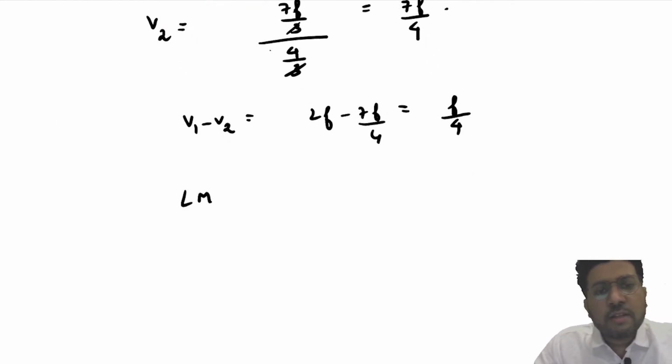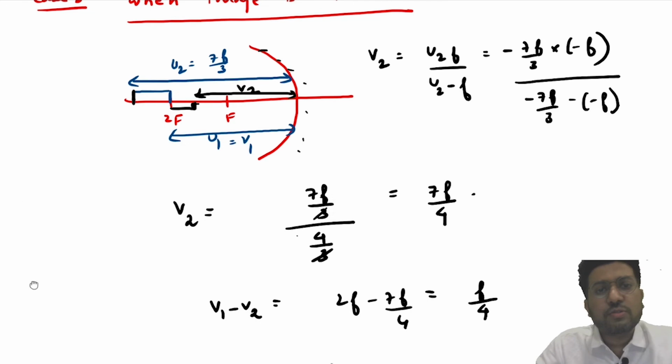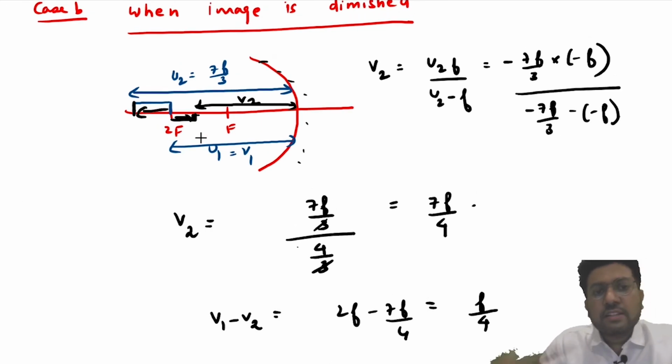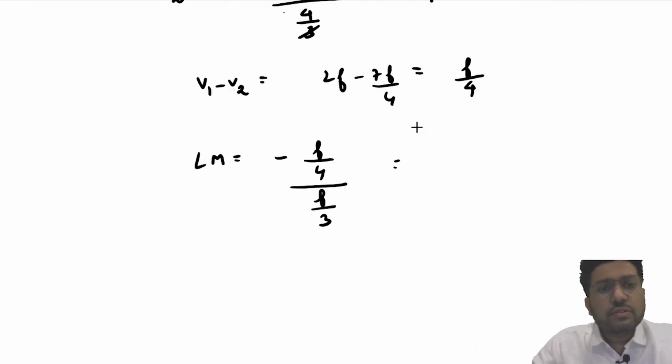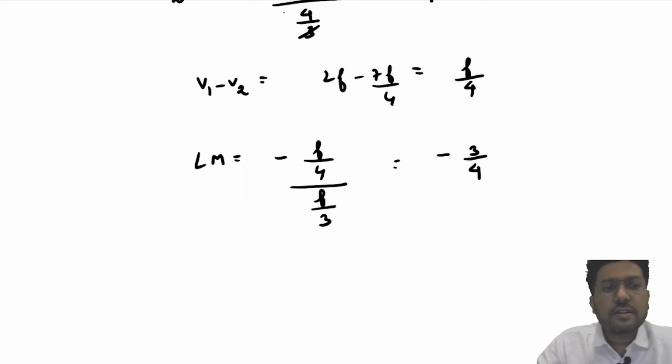Now longitudinal magnification is size of image by size of object, that is f by 4 divided by f by 3. I am writing a minus here because you know that the image is always longitudinally inverted. In the diagram also you can see, this was object, this was image. Image is always longitudinally inverted, right? So this will be equal to minus 3 by 4. See, less than 1. Less than 1 means diminished, right?